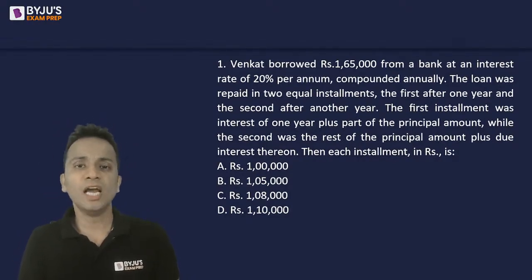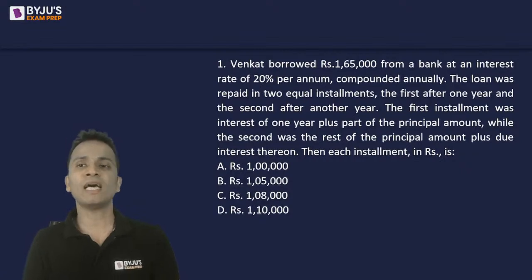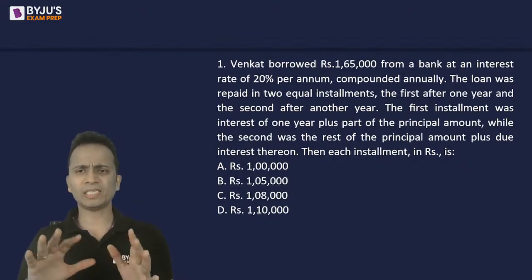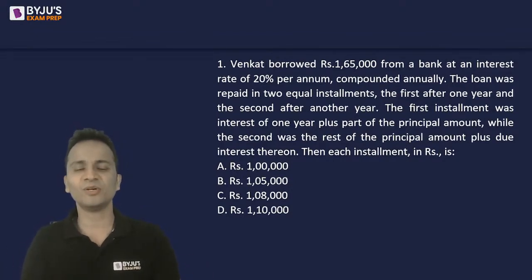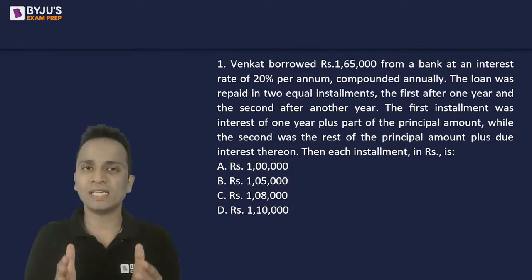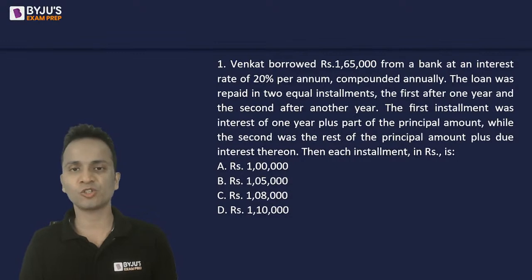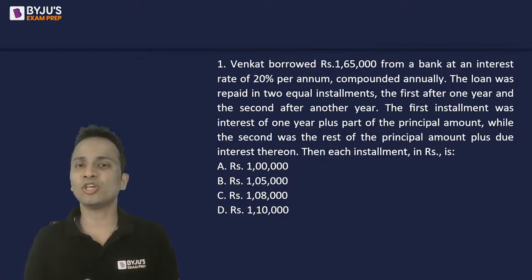Question number one: Venkat borrowed rupees 1,65,000 from a bank at an interest rate of 20% per annum, compounded annually. The loan was repaid in two equal installments. Now they have explained how the installments are calculated. So in case you understand installments, then you can directly find out the answer of this question. There is no need to read the remaining part of the question because they have explained the details of installments.